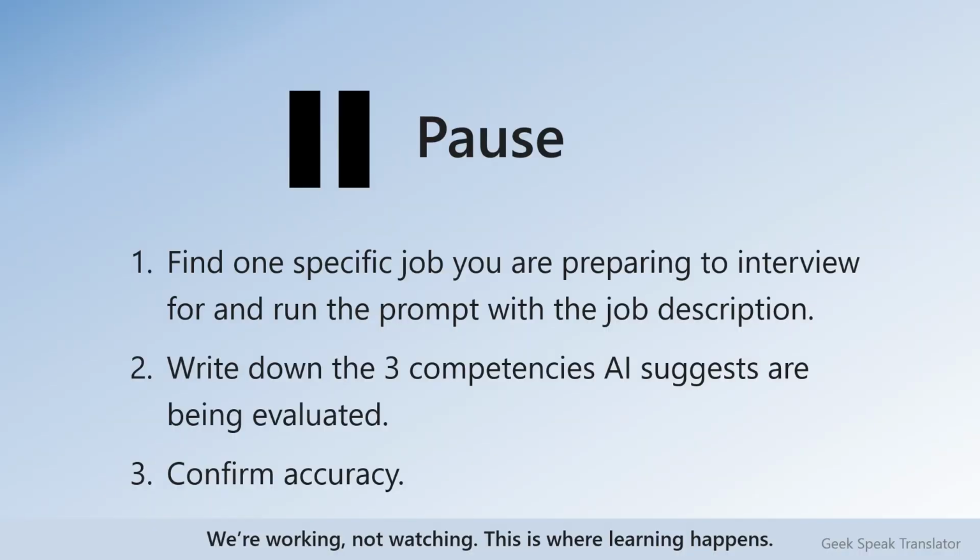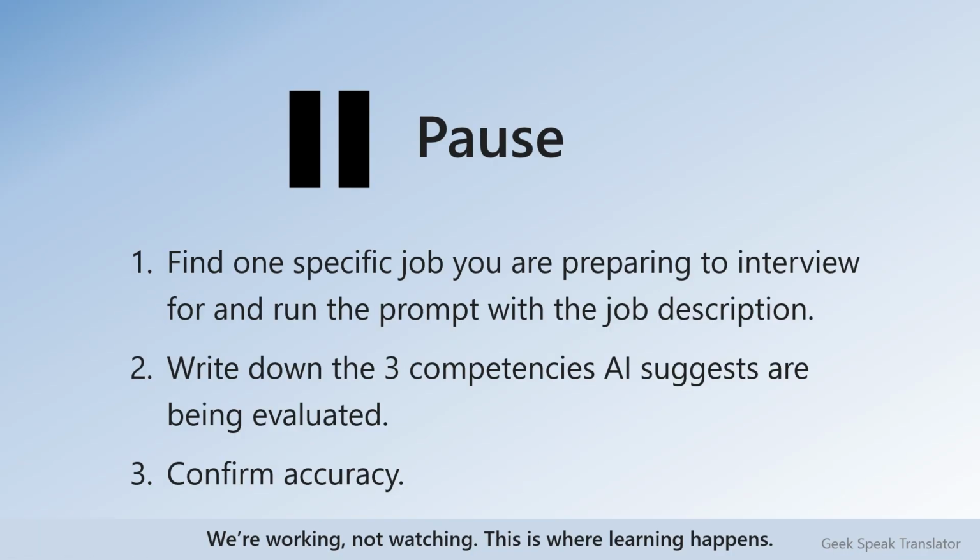Now this is the hands-on part. Pause this video and run the prompt with a real job description. The prompt is in the notes below the video. Write down the top 3 competencies being evaluated and then double check all the information. It's always critical to validate outputs as AI can get things wrong. Then come back. Remember, we're working, not watching. This is where learning happens.